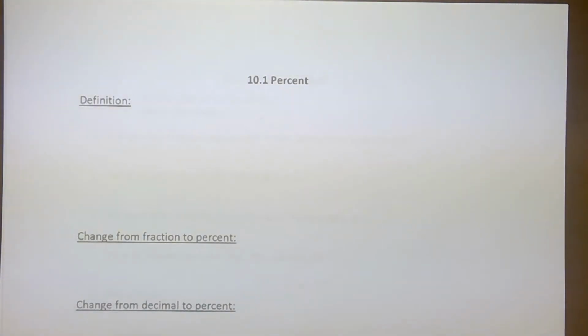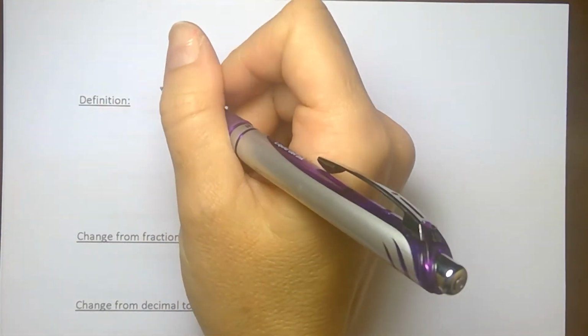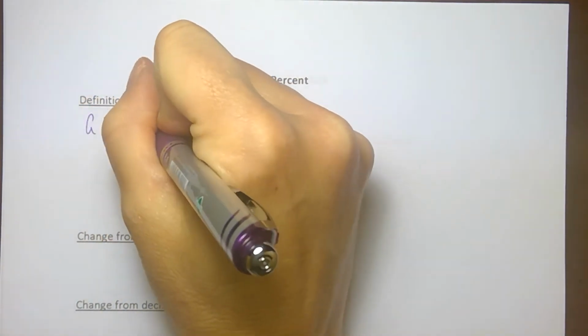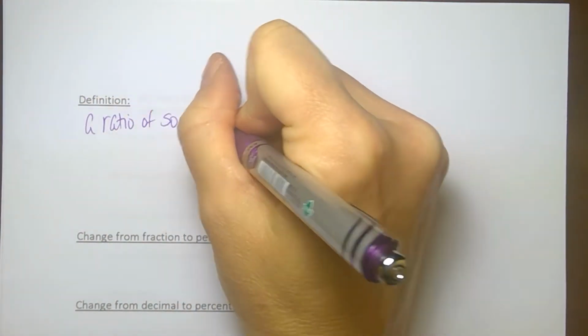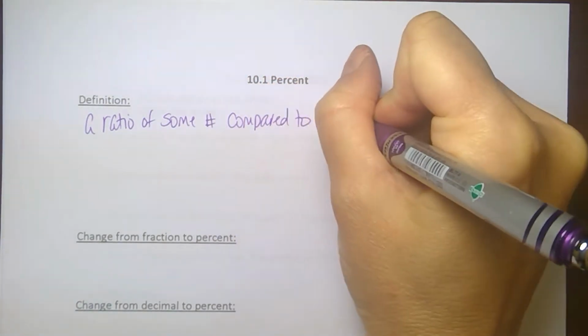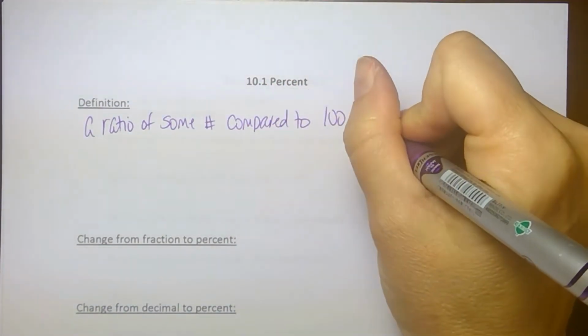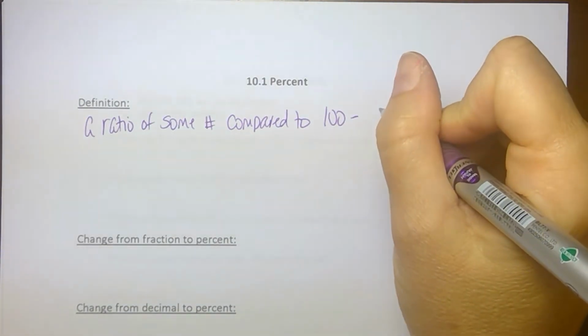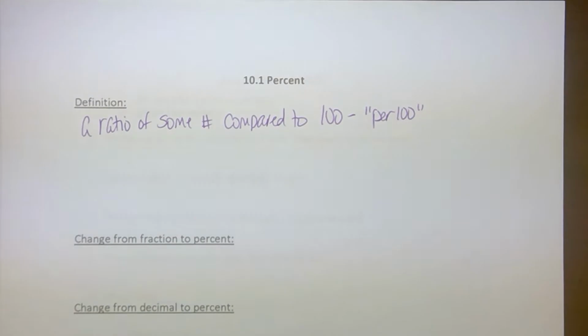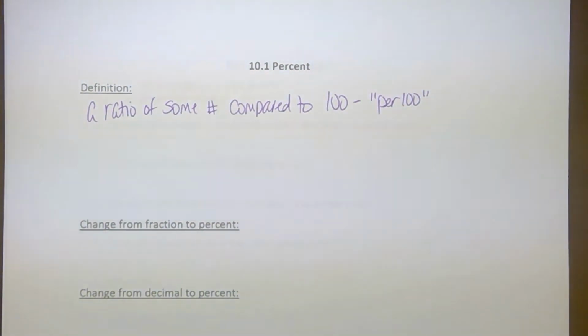So when we talk about a percent, we're talking about a ratio of some number compared to 100. Now, that's why we call it percent, because percent literally means per 100. Giving something as a percentage makes it a lot easier to talk about and to understand how it relates to us.